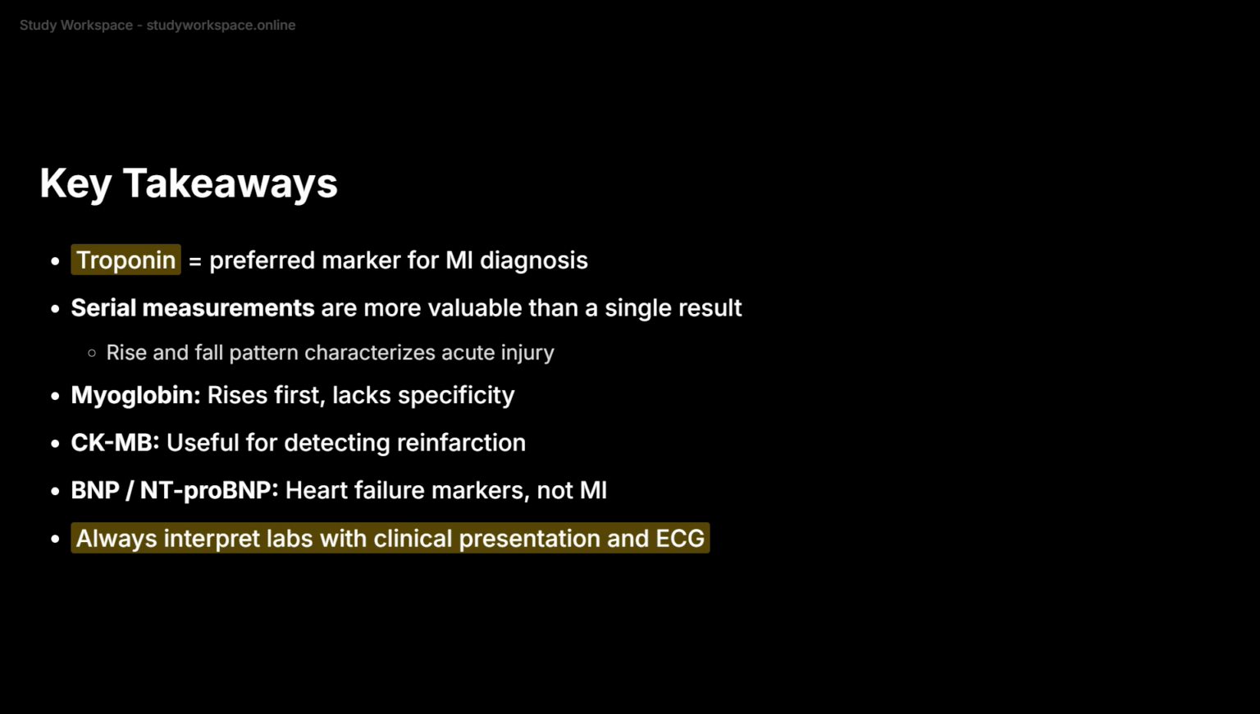To summarize today's lesson, remember these key points. Troponin is the preferred biochemical marker for diagnosing myocardial infarction. Serial troponin measurements are more valuable than a single measurement because they demonstrate the rise and fall that characterizes acute myocardial injury. Myoglobin rises first but lacks specificity. Creatine kinase MB is useful for detecting reinfarction because it returns to normal relatively quickly.